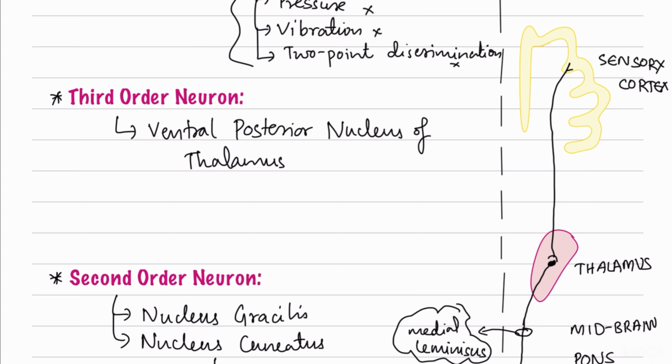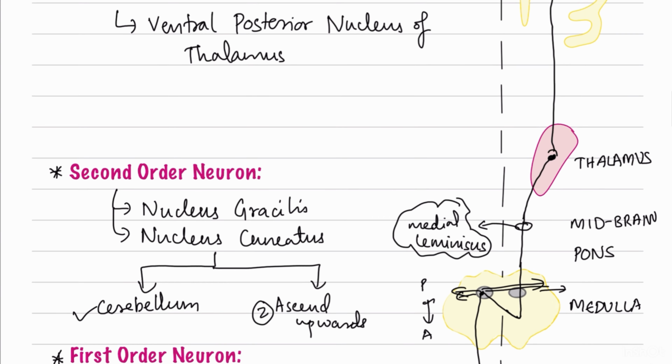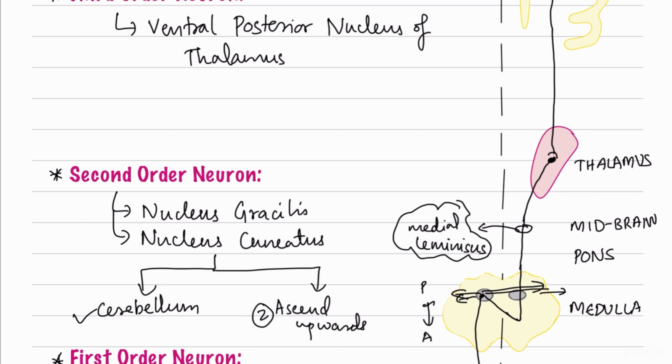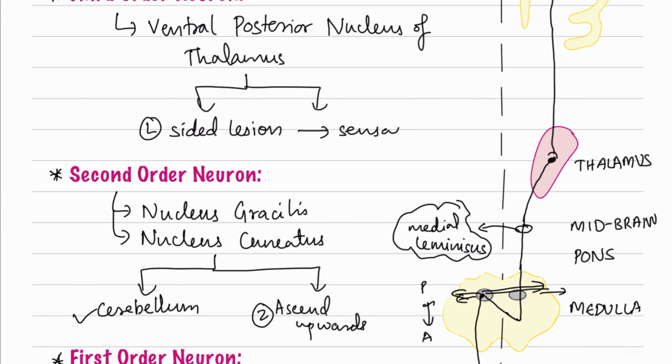So that's about it. An important point is that due to the crossing at the level of medulla, the left side of the brain recognizes the right side of sensation. That is what is important clinically. So if there is a lesion on the left side of the tract above the level of medulla, the sensations are lost on the opposite side. That is, sensations are lost on the right side. That's why we are learning these tracts, because we need to identify where the lesion is when a neurological case comes up to us. So that's about the dorsal column pathway.